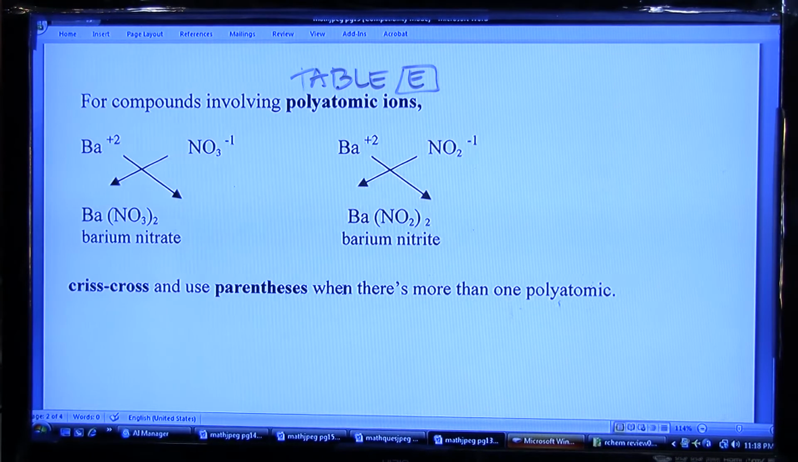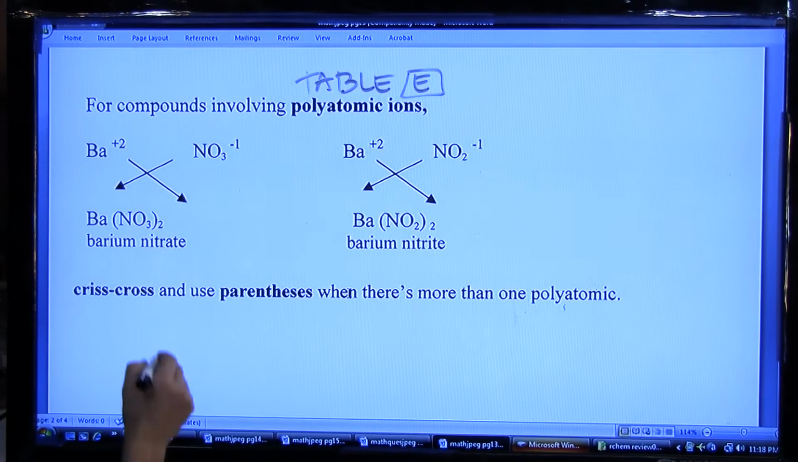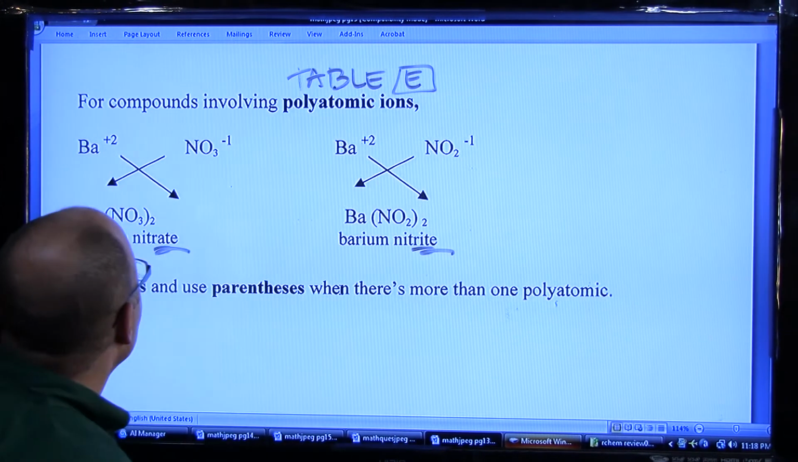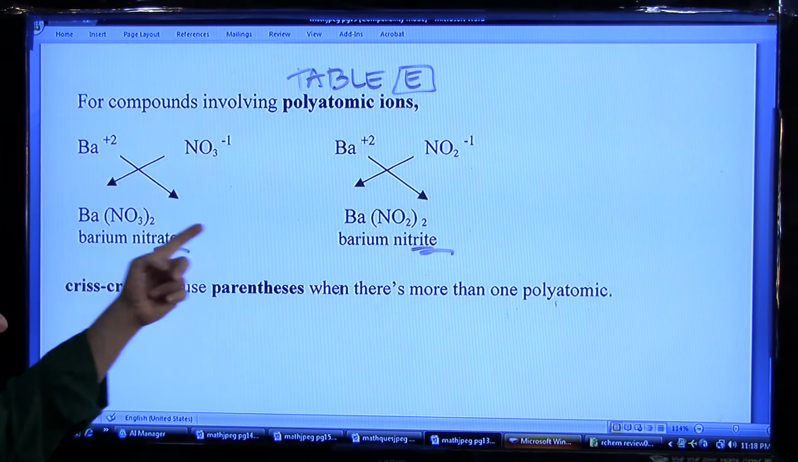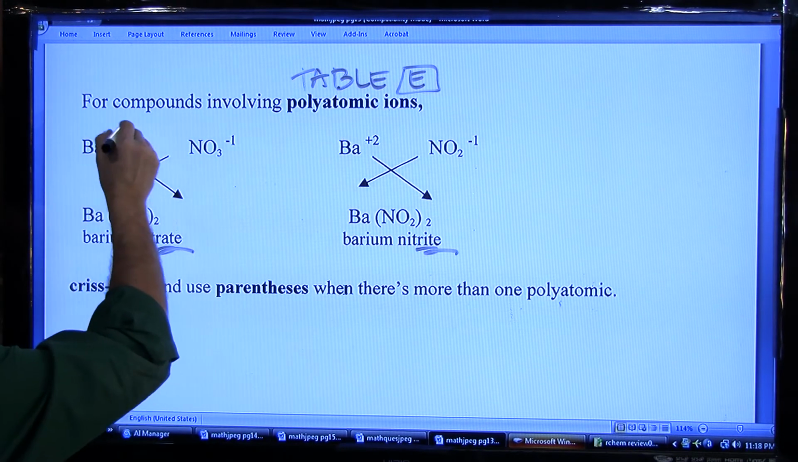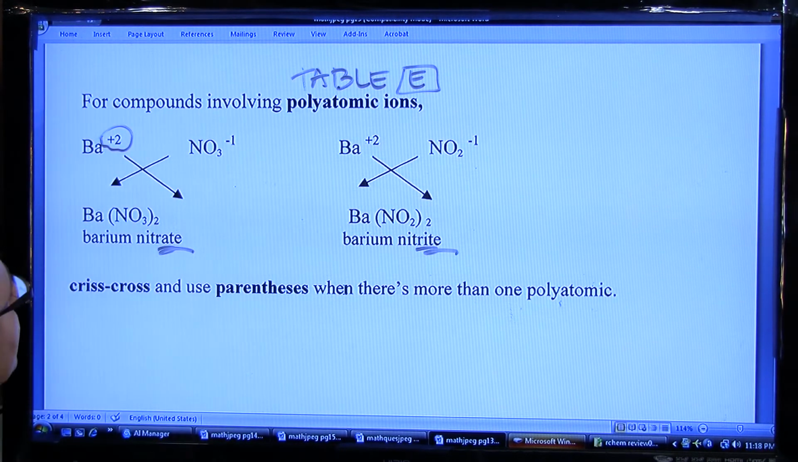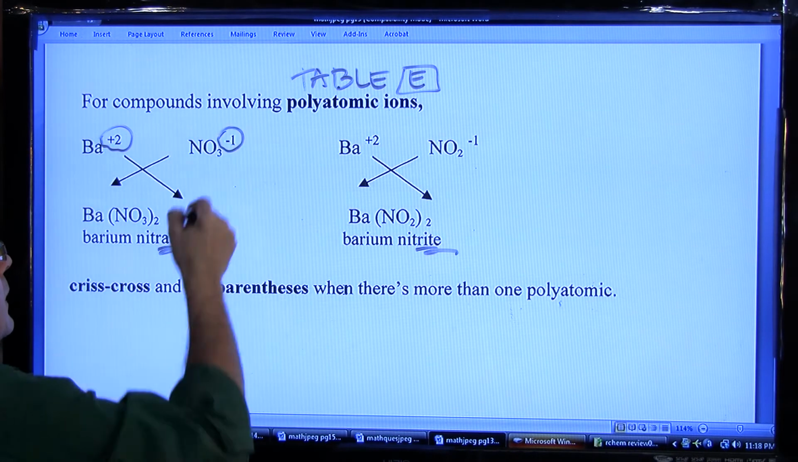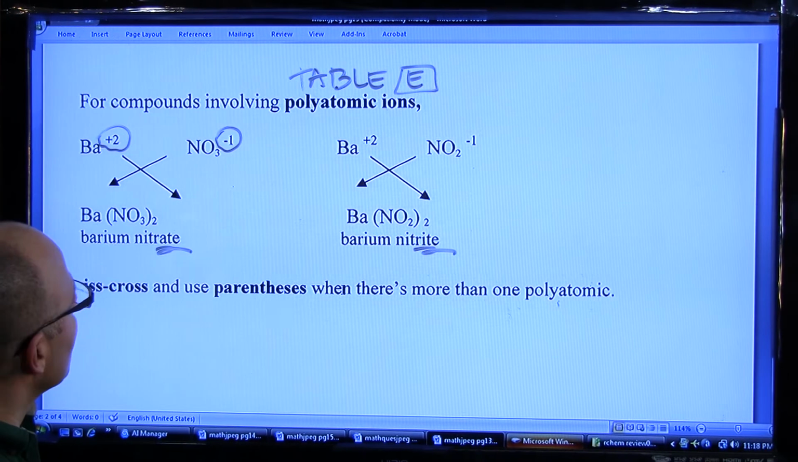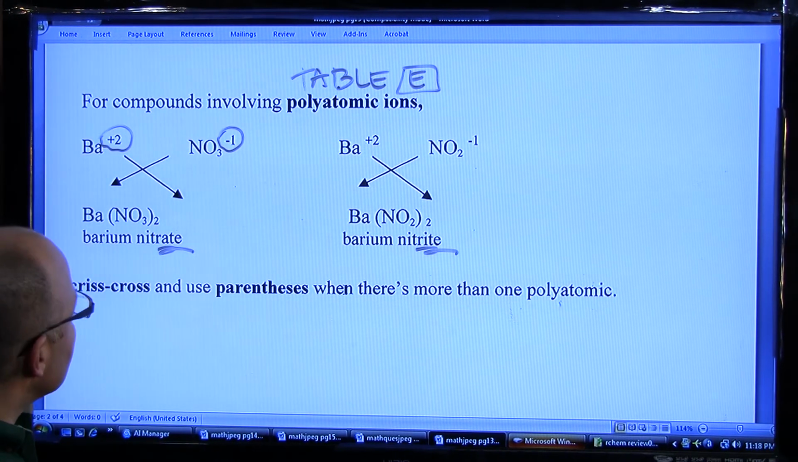So here we have barium nitrate, ATE, versus barium nitrite, ITE. And that's the difference between an NO3 and an NO2. So again, what you do is for the barium, list that one first since it's the positive ion. The nitrate ion, it says there in table E just a minus. It's assumed that you know that's a -1, but I'll write it in here for teaching purposes.